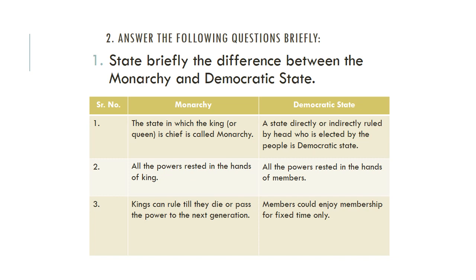But in democratic state, members were given the membership for a fixed time only, and it was not that after the first person, his son will be the next member of the state assembly. They were elected, youth as well as elderly were elected, but they enjoyed it for a fixed time, not till they die.